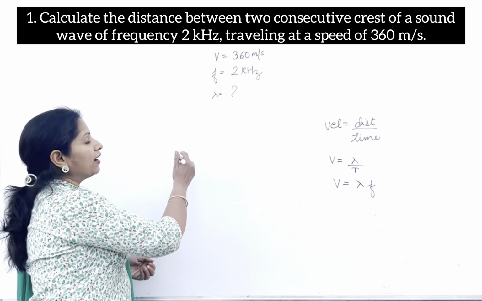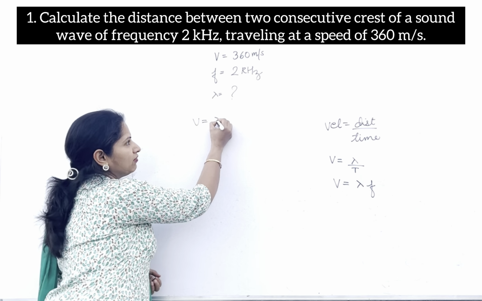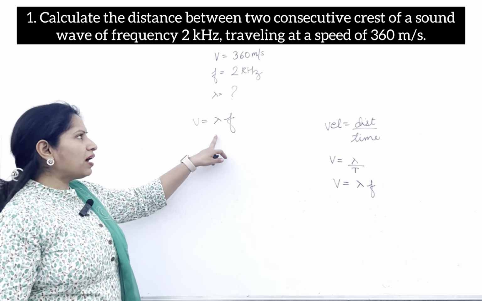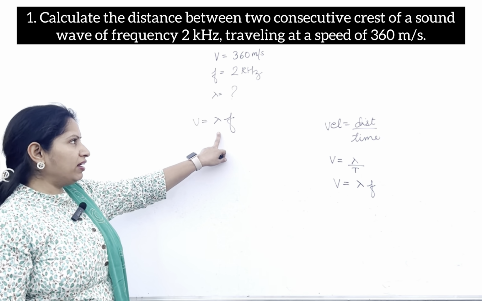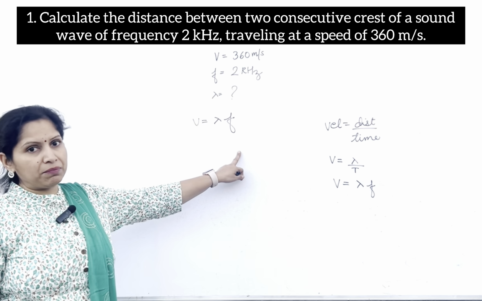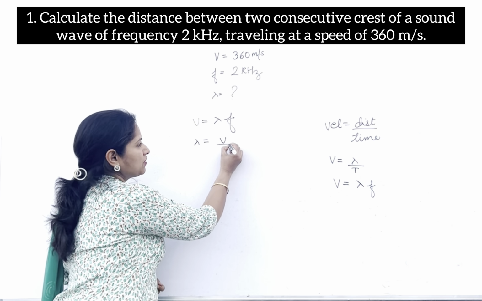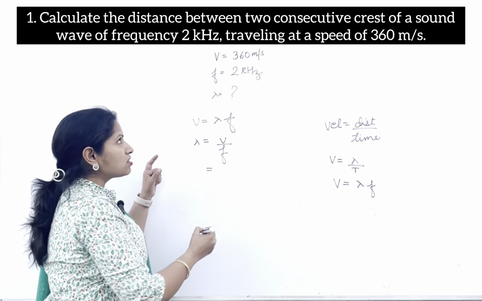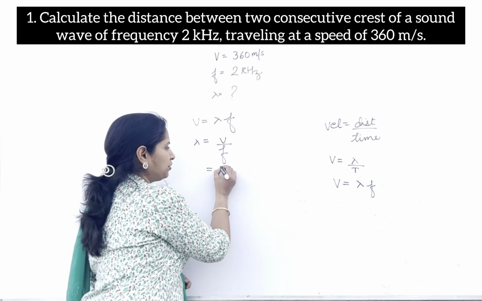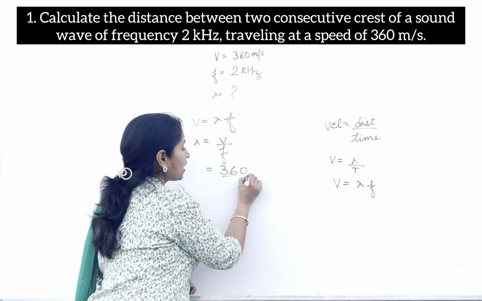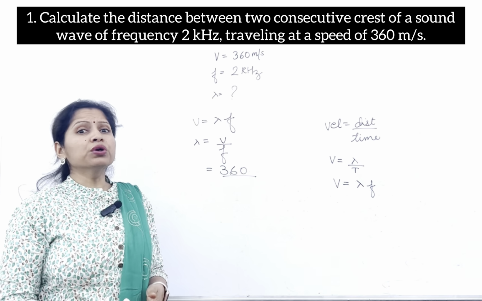So you know that velocity is equals to wavelength into frequency, but you are asked to calculate the wavelength. The wavelength is equals to velocity divided by frequency. Velocity is given 360 meter per second, and frequency is 2 kilohertz.